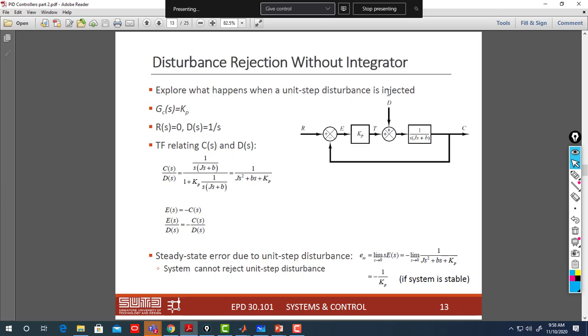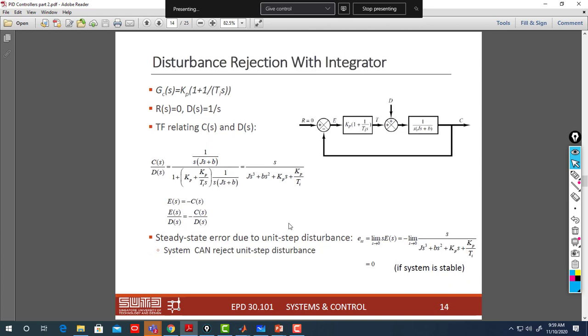So when a unit step disturbance is injected into the system, a proportional controller cannot reject this disturbance. So then the question: what if I add an integrator? You do the same. By adding an integrator, you increase the order of the system, of course. So then that's your closed loop system. It looks like this. We do the same, error equals minus C, and you find the C over D transfer function. Then you can find the steady state error by applying the final value theorem. You get a steady state error equal to 0.